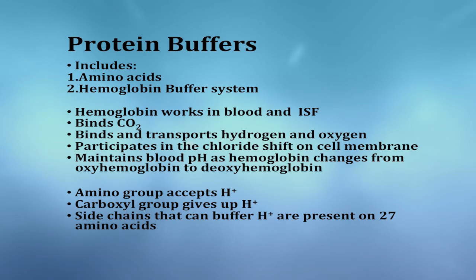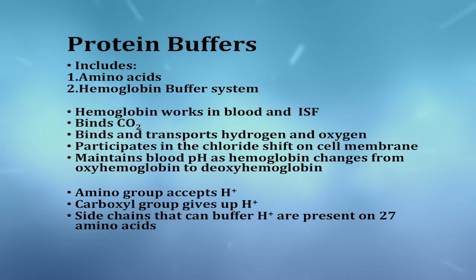Hemoglobin usually works in the blood and interstitial fluid, and usually it will bind carbon dioxide, bind and transport hydrogen and oxygen, and participate in the chloride shift on the cell membrane, and maintains blood pH as hemoglobin changes from oxyhemoglobin to deoxyhemoglobin.